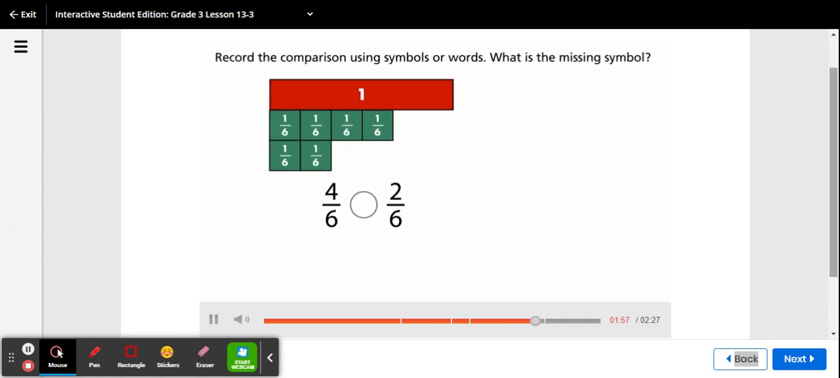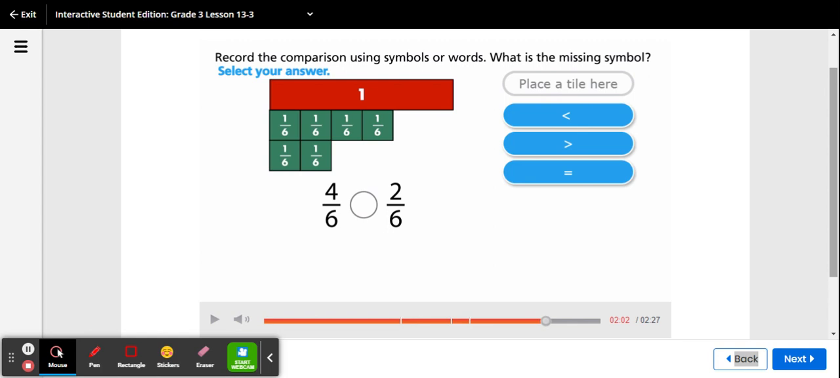Record the comparison using symbols or words. What is the missing symbol? So select your answer. These are the symbols that you have seen before. We have our less than, greater than, and equal to. I read them that way because if I'm reading across, doing a sentence, I come to this smaller end first. So that tells me I say less than. If I'm looking across like I'm reading and I come to the larger end first, then that's going to be greater than.